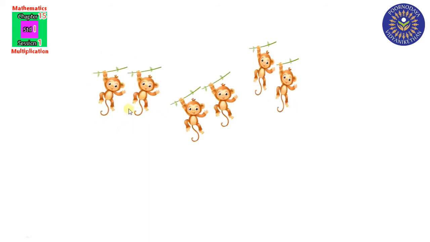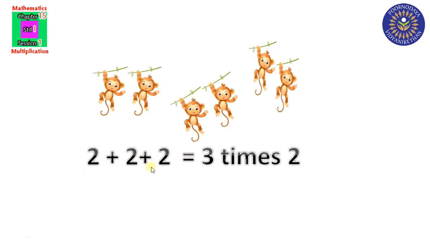First there were 2 monkeys. Then 2 more monkeys join with them. Again 2 more monkeys join with them. So, how many groups are there? 1, 2, 3. 3 groups of 2 monkeys. See here, 2 plus 2 plus 2. First, there were 2 monkeys. 2 more monkeys join with them. Again, 2 more monkeys join with them. So, 2 plus 2 plus 2, how many 2's are here?